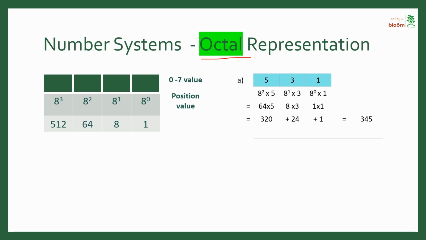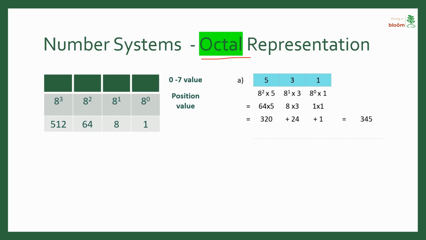We have 5, 3, 1. In octal representation we can't have any numbers above 7, that is 8 or 9 we can't have in an octal representation. The position value is 8 to the power 0, that is 1. Here the position value is 8 to the power 1, that is 8, and here the position value is 8 to the power 2, that is 64.